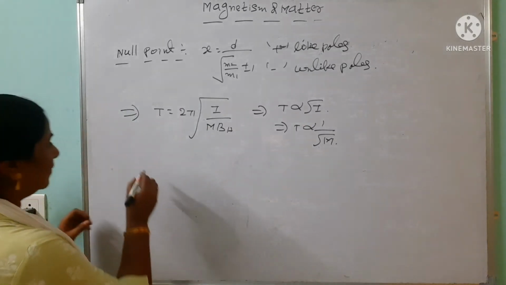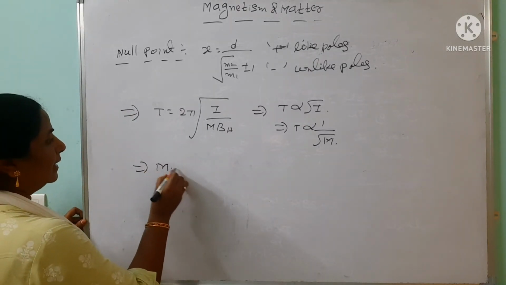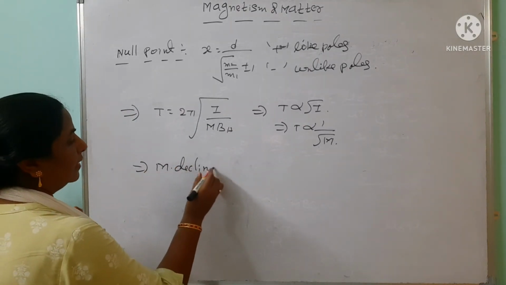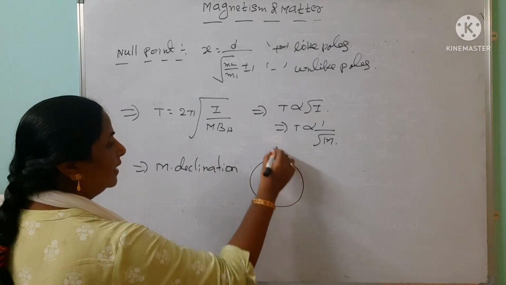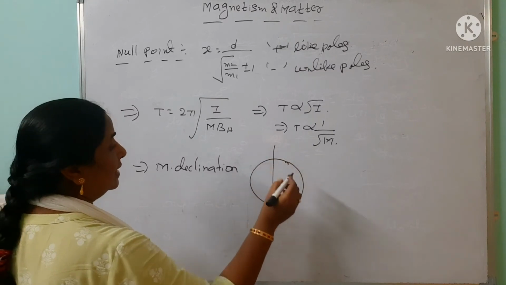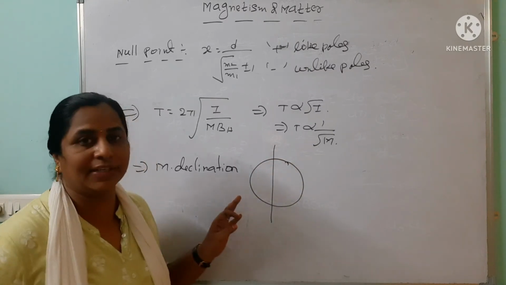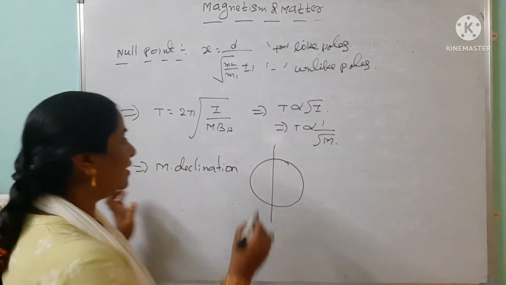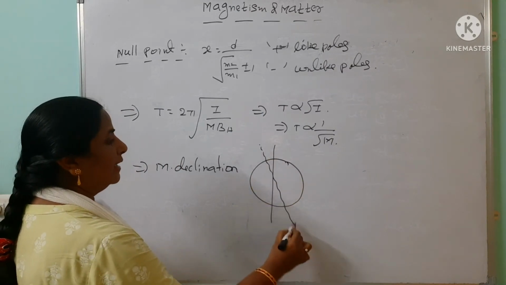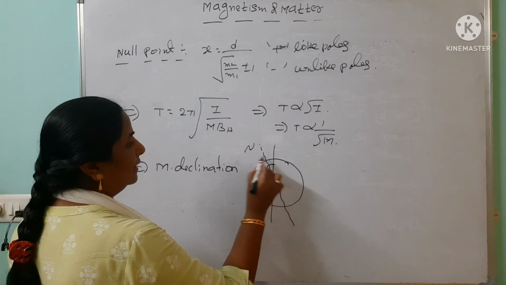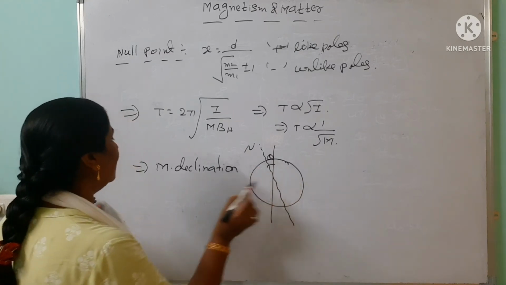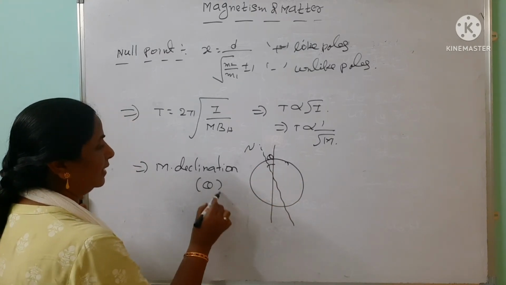See previously, what is the magnetic declination? See, this is the Earth. They were thinking the magnetic meridian coincides with the geographic meridian, but later they observed that a small difference is there between the magnetic meridian and the geographic meridian. So the angle between these two is called the magnetic declination. It is represented by theta.